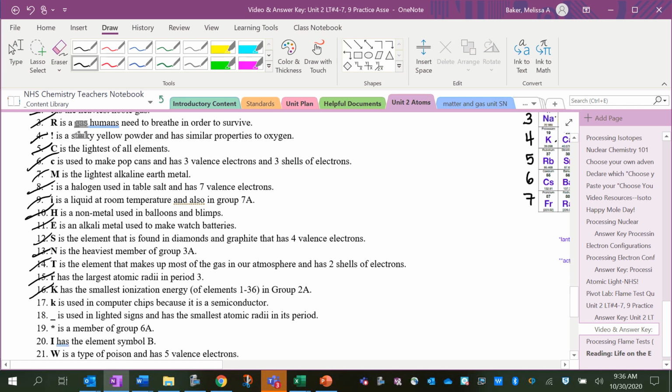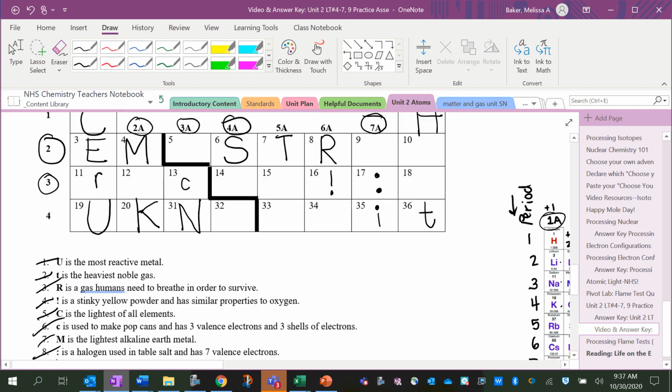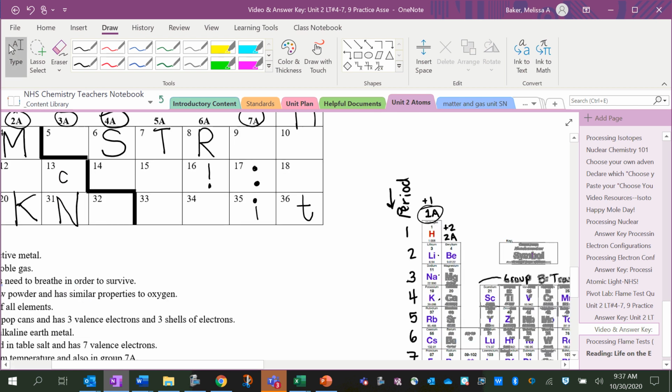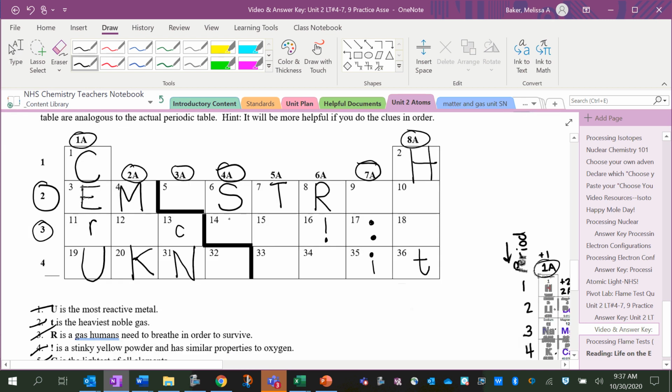Lowercase k is used in computer chips because it's a semiconductor. Ooh, I know that one. It sounds like silicon. Silicon is number 14. So that's a lowercase k.